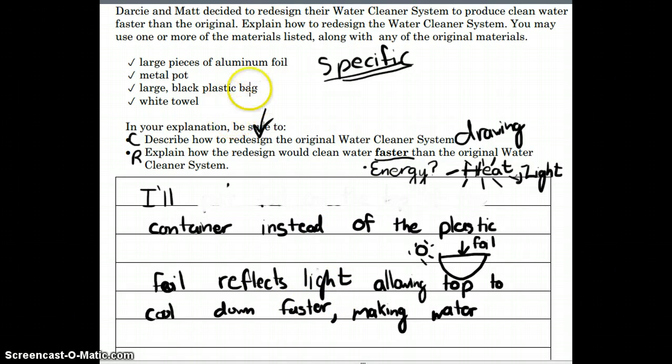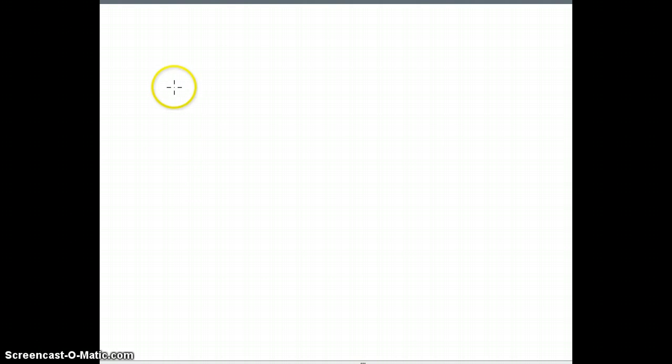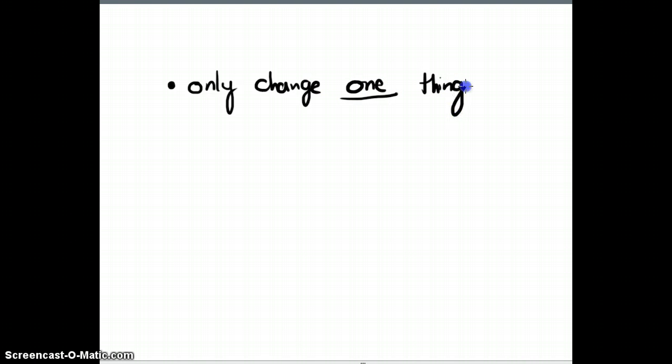Did you do what it asked you to do over here? And again, it's not that difficult. What you have to understand is that they're looking for two things, and what you need to do is only change one thing, all right? Don't go nuts. The more complicated you get, the more in trouble you're going to get with your explanation. So you only change one thing, and you connect it to the energy.